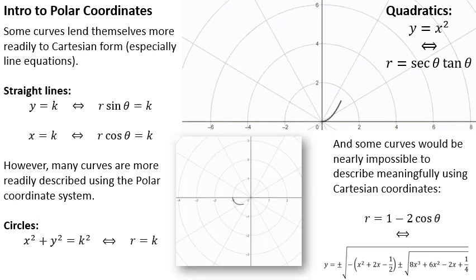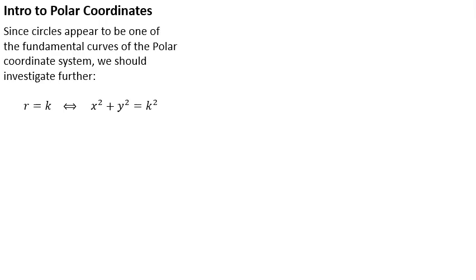If you're curious, this is what r equals 1 minus 2 cos theta looks like. It's not the kind of thing anyone's going to ask you to draw in a Cartesian form, but in polar form it works out quite nicely, and it's the kind of thing you will learn how to sketch. But first we're going to look a little more closely at circles.